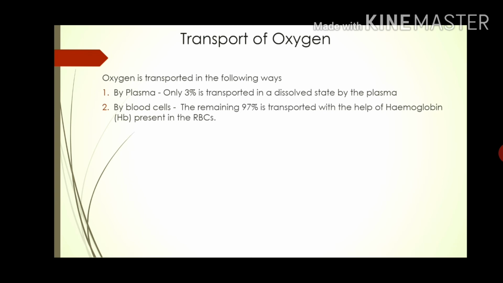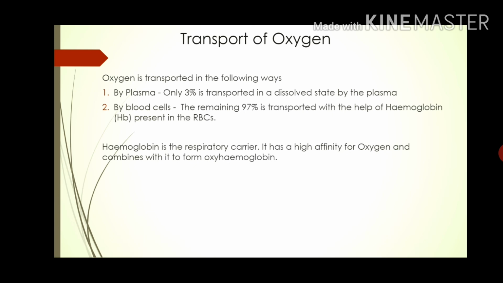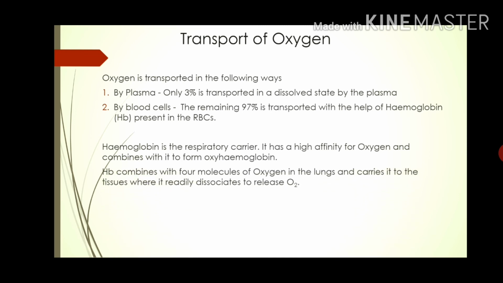Now hemoglobin acts as a respiratory carrier. It has a very high affinity, that is attraction, for oxygen, and easily combines with it to form a molecule called oxyhemoglobin. One hemoglobin molecule will combine with 4 oxygen molecules to give you oxyhemoglobin, and when this reaches the tissues, it will readily dissociate. It will go back into hemoglobin and oxygen. This is how the reaction takes place.